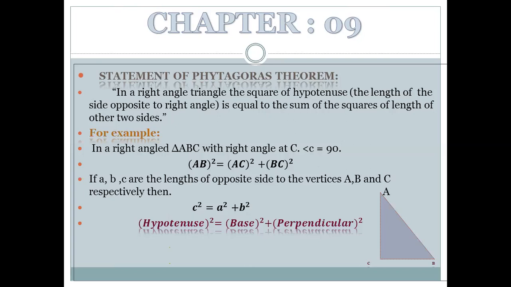The hypotenuse of the right triangle is the opposite side of the right angle. The opposite side of the right angle is called the hypotenuse. The adjacent side is called the base, and the vertical side of the triangle is called perpendicular.